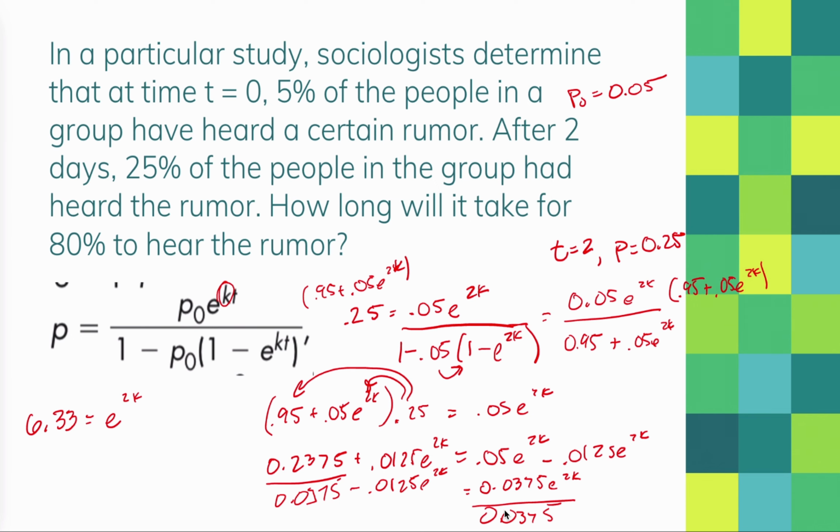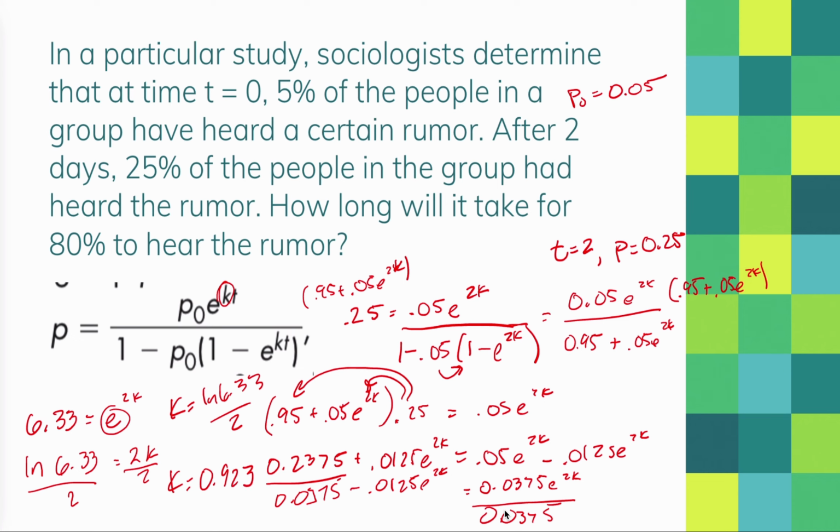Now, when we put this in log form, we're going to take the natural log, so this is log base e, which is the natural log of 6.33, equals 2k, and then we're just going to divide that by 2. So k equals ln of 6.33 over 2. Let's make sure that divide by 2 is outside the log. And that ends up with a k of 0.923.